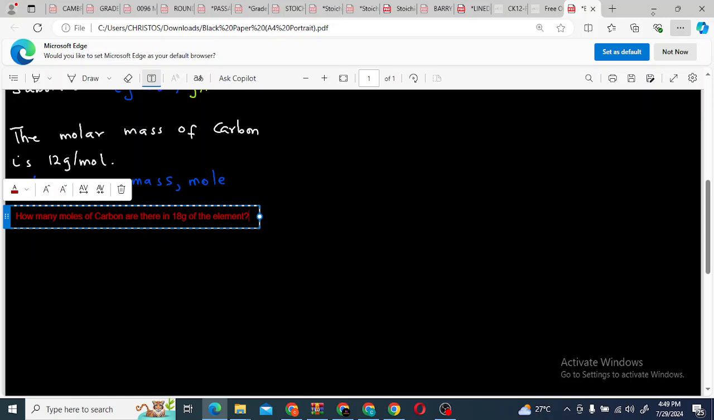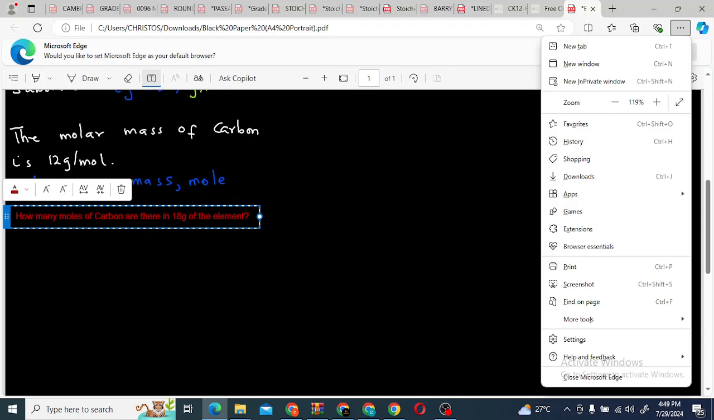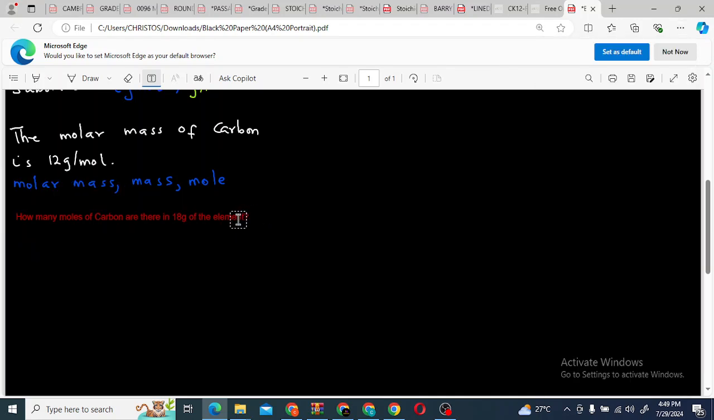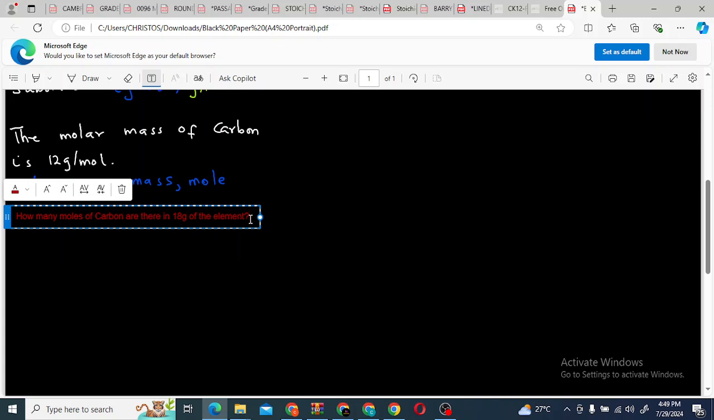How many moles of carbon are there in 18 grams of the element? We want to take the molar mass of carbon to be 12.